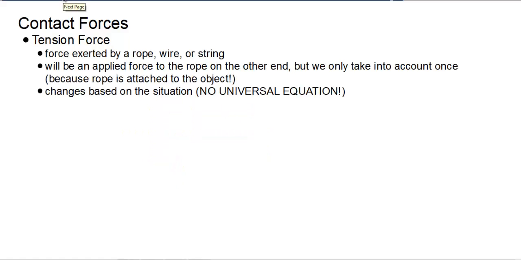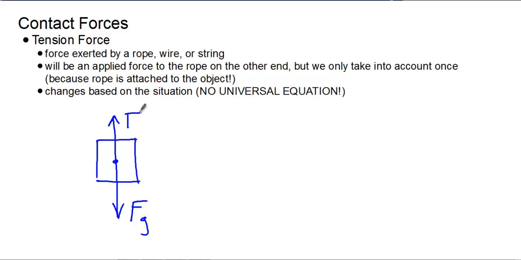Another contact force, and this will be the last one we'll look at today, is the tension force. And this is the force exerted by a rope, wire, or string. A very common example of that is something that's being lifted vertically, like an elevator. If we draw a free body diagram of an elevator, we would have the force of gravity pulling the elevator down and the force of tension acting up.